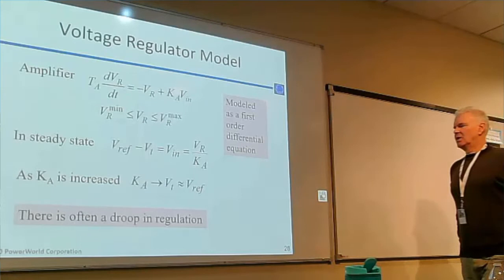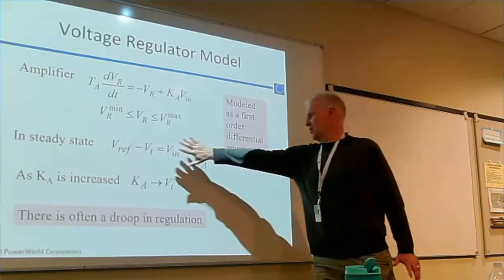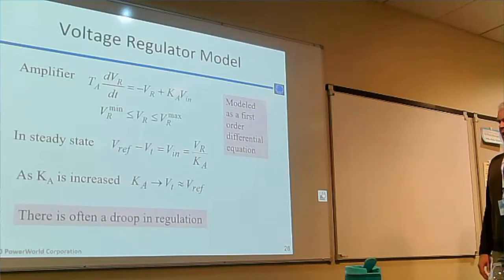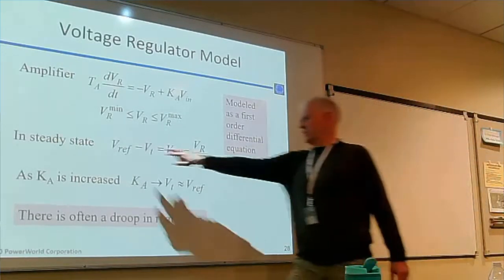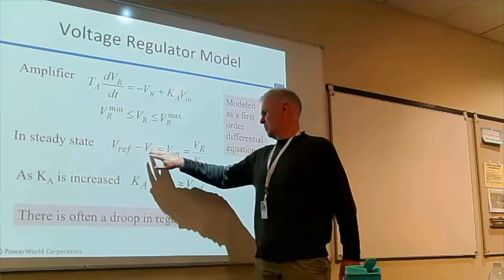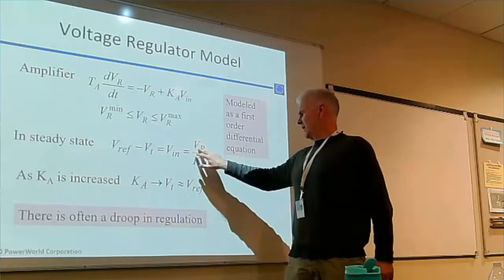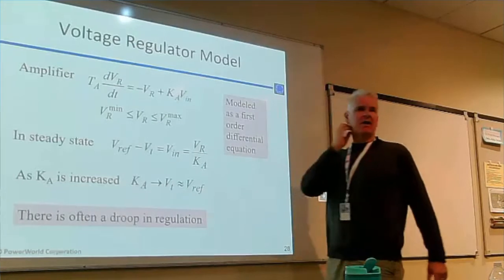And then on an amplifier, you can look and say what should be the steady state value on it. The steady state value will be the reference value minus the terminal value. That's the input voltage to the amplifier. And that's going to be VR over Ka.